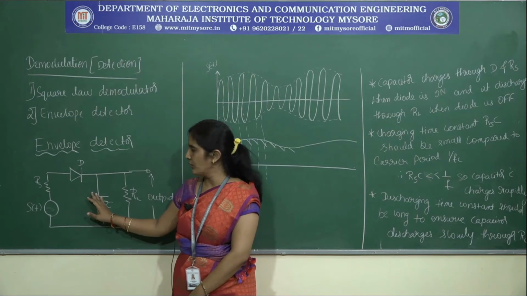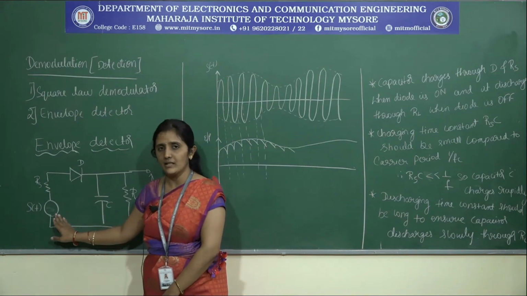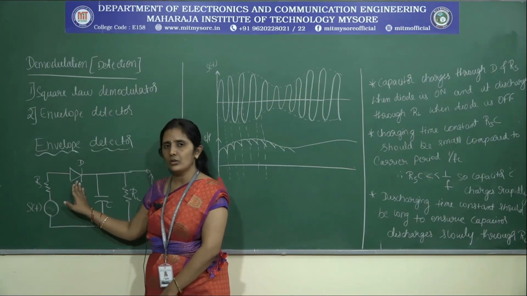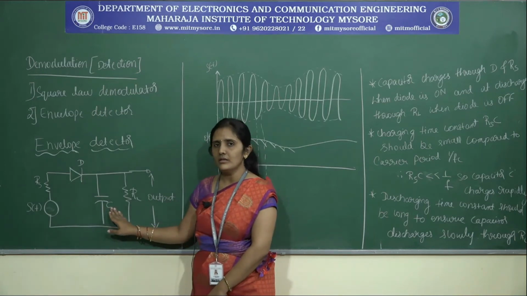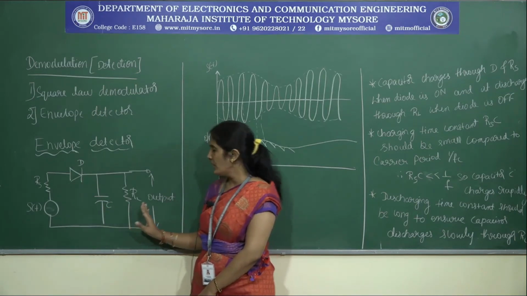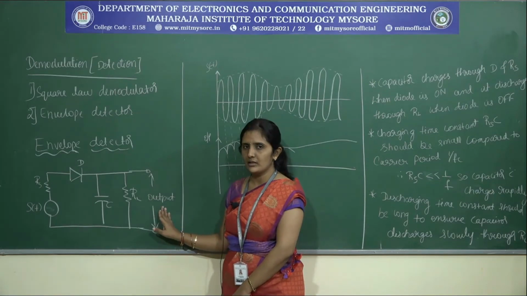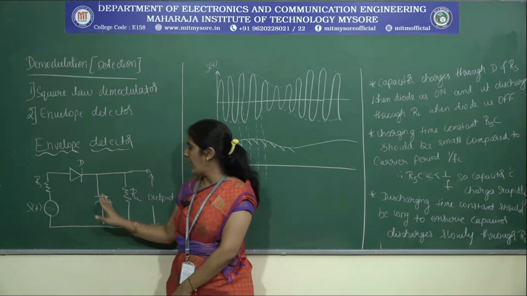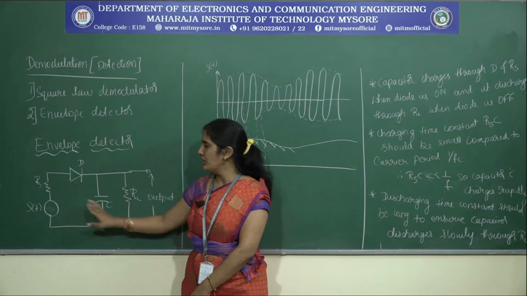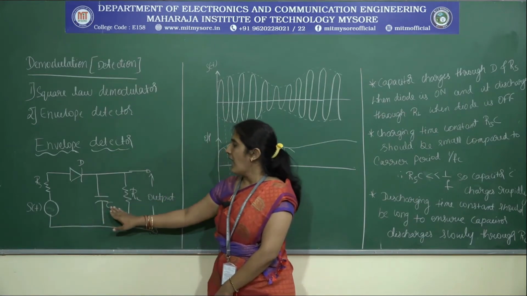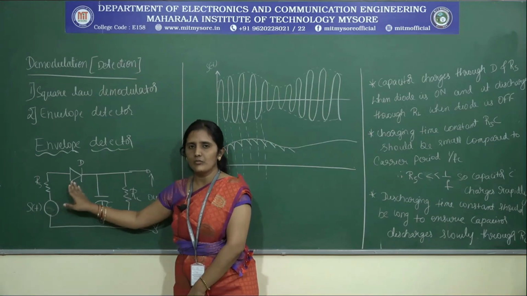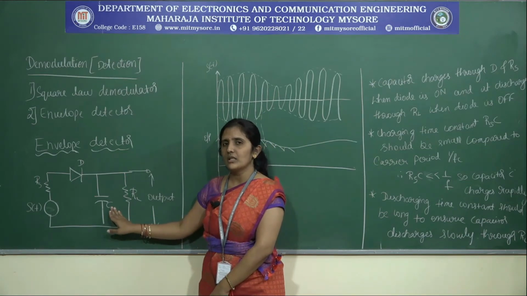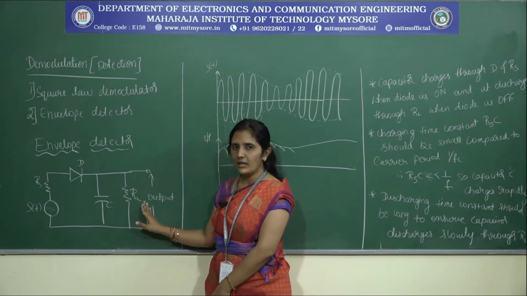In the envelope detector circuit, we have S of t, which acts as the input to the diode, and we have a series resistor here. The diode is connected, and we have the capacitor and the load resistor. We are going to demodulate the signal across the output. During the positive half cycle, the diode is forward biased and the capacitor is charged. This is the slow process. During the negative half cycle the diode will be in reverse bias, so during that period the charge stored in the capacitor is taken across the output.